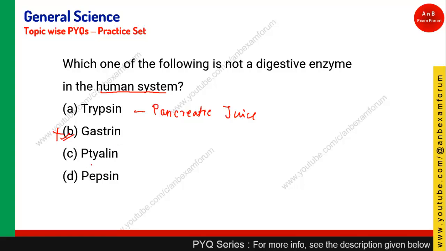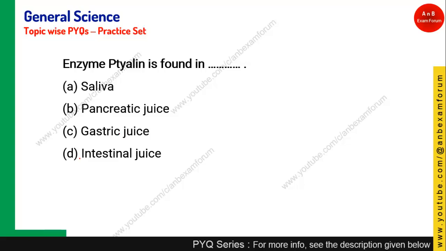The next one is ptyalin. As you know, it is found in the salivary gland, in saliva, and it is also known as amylase. And what about pepsin? Pepsin is found in the gastric juice. You should know the names of the enzymes. So for this question, gastrin is not a digestive enzyme. Let's see the next question.